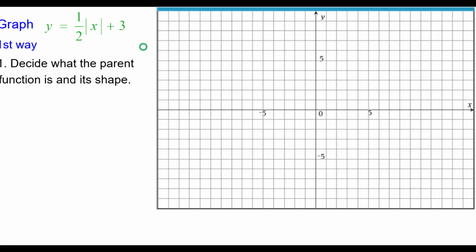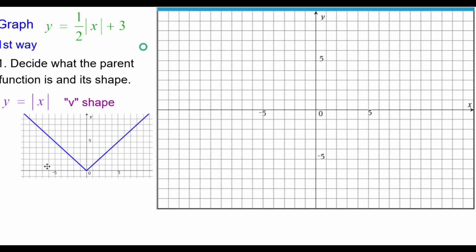First way, we need to decide what the parent function is and its shape. In this case, it's the absolute value function, and it's a V shape. This is our traditional parent function, absolute value of x. Keep thinking that mentally, that shape.